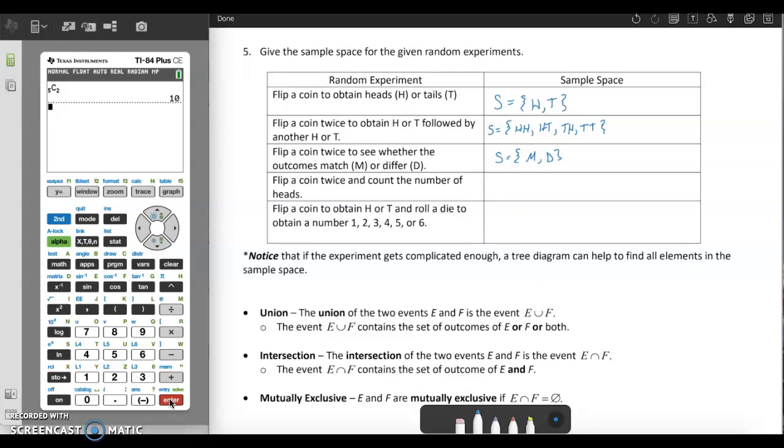You flip a coin twice and you count the number of heads. So notice that all of these are flipping a coin or flipping a coin twice, but the sample spaces change based on what it is specifically that we're trying to observe. So in this case, I want to flip the coin twice, and then I'm going to make my observation of how many heads did I see? Well, I could have seen 0 heads, or I could have seen 1 head, or I could have seen 2 heads.